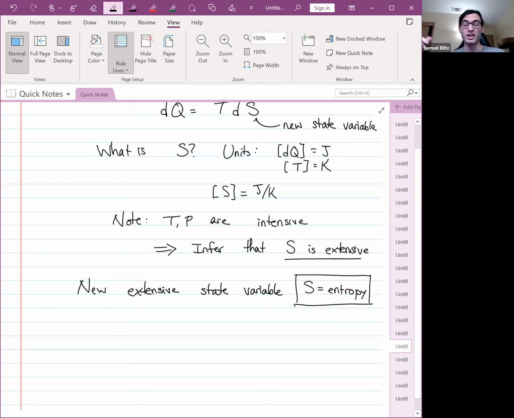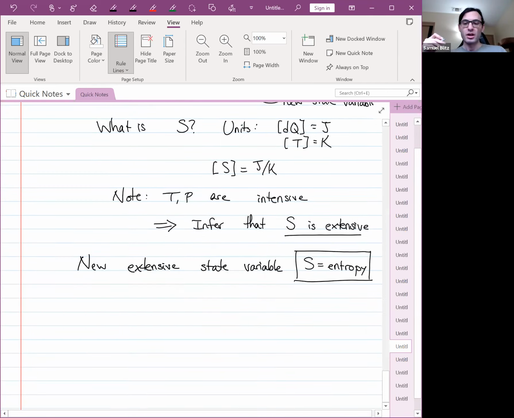If you've heard of it and you have some preconception about what entropy is, throw it out because this is just a name. We could have called it Zilbosler or something. Like we could have just called it anything. This is just a name for this thing S that we're making up.